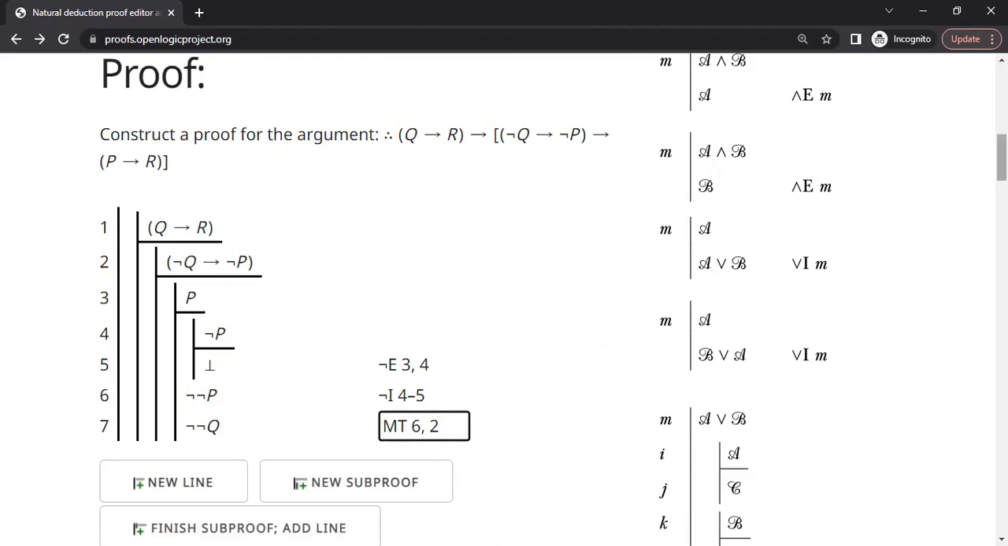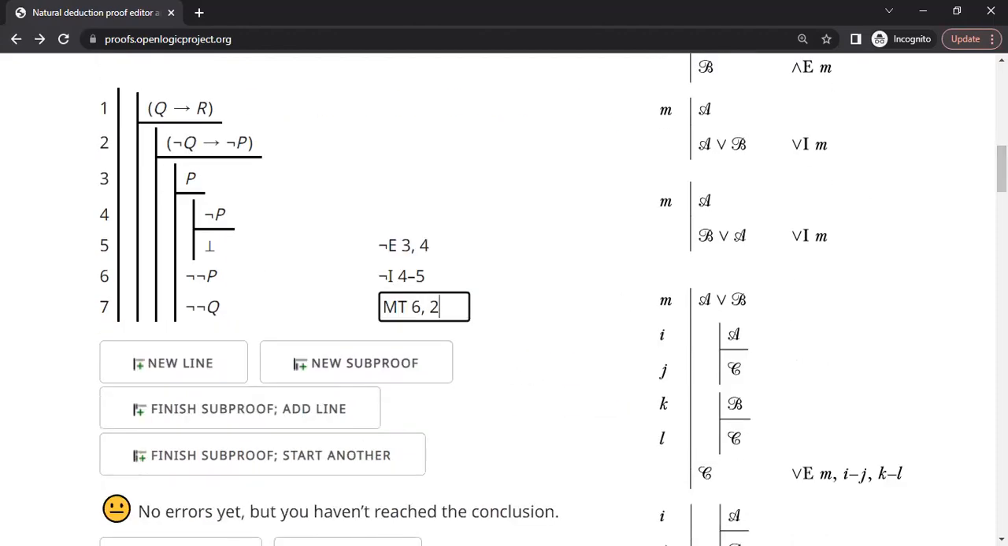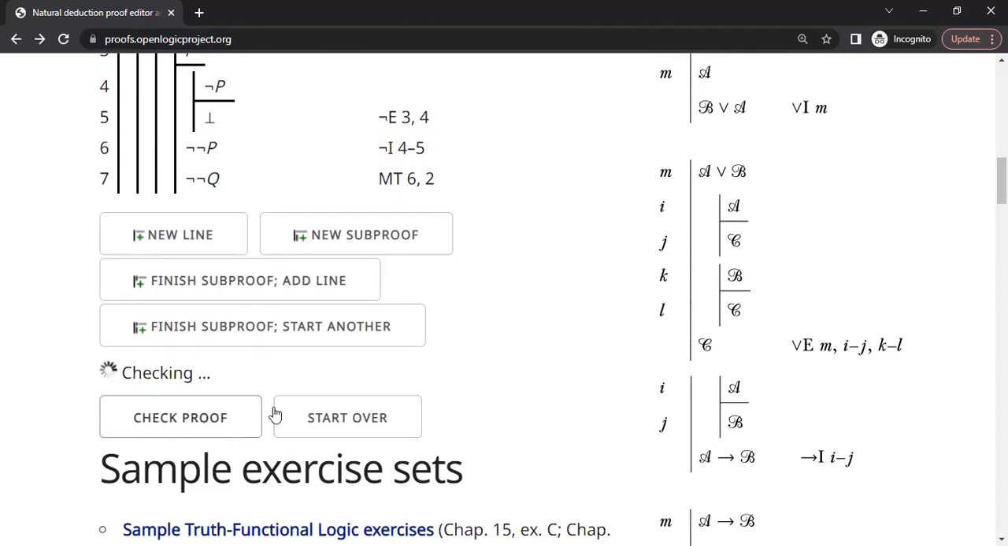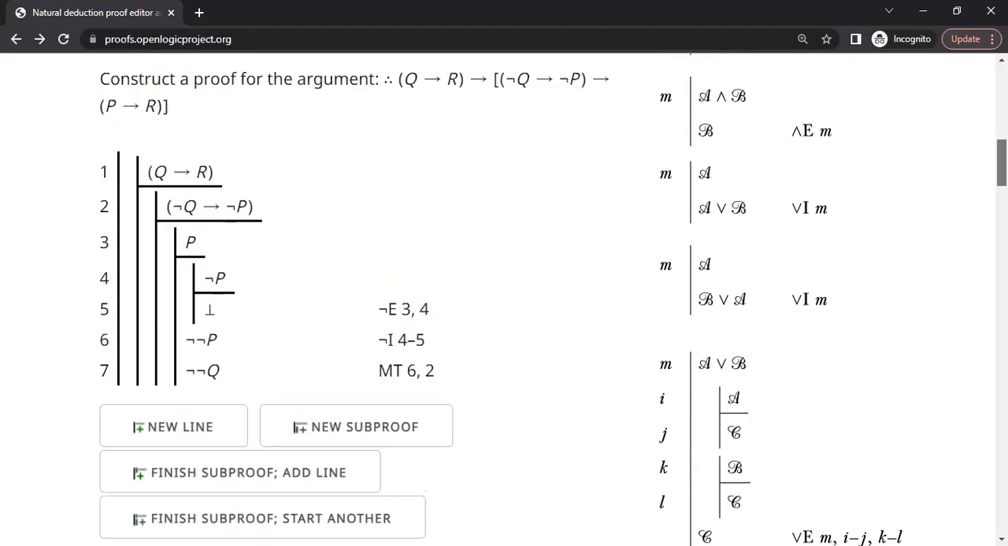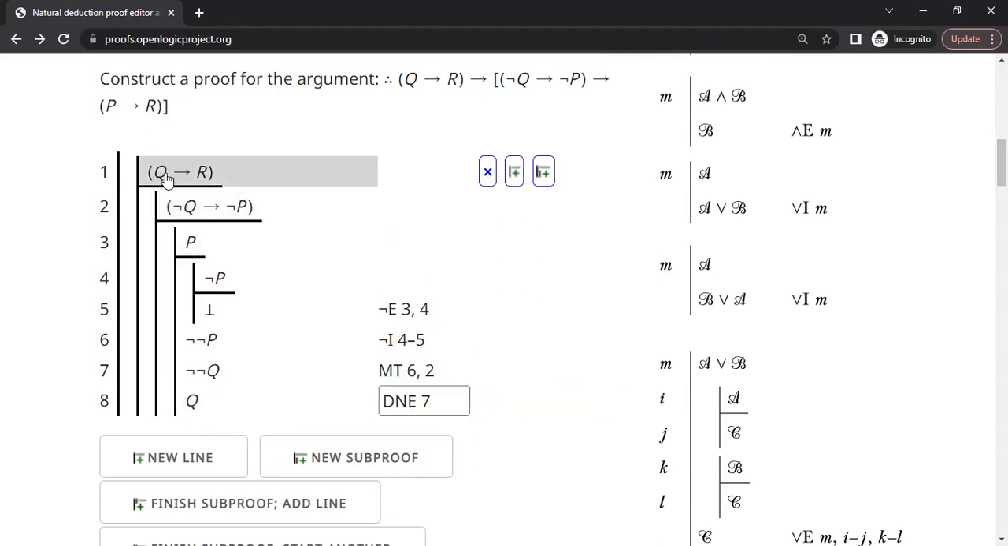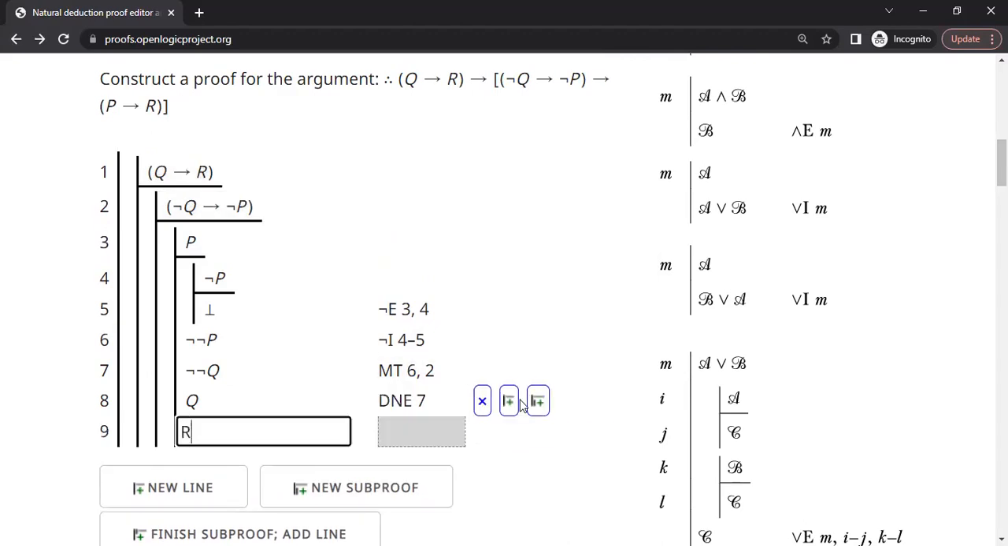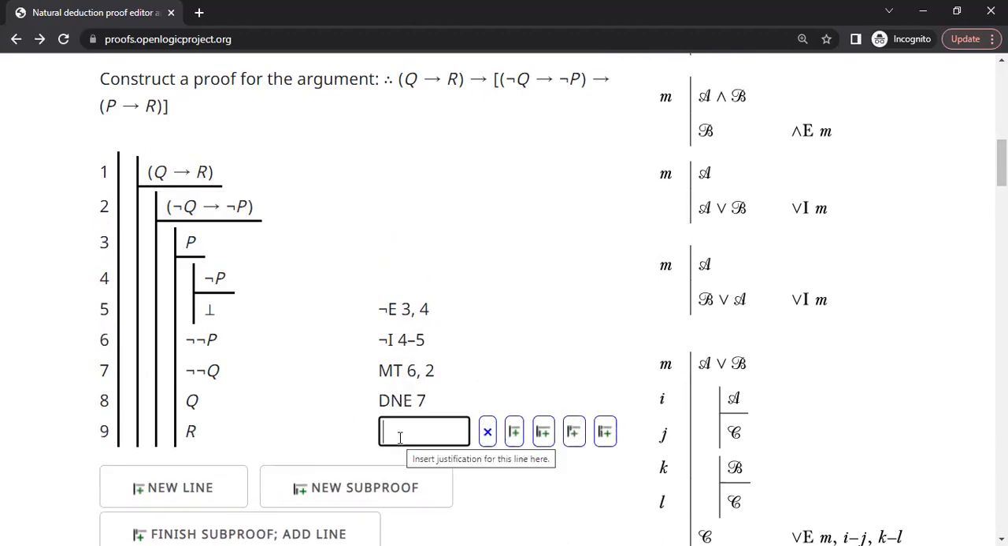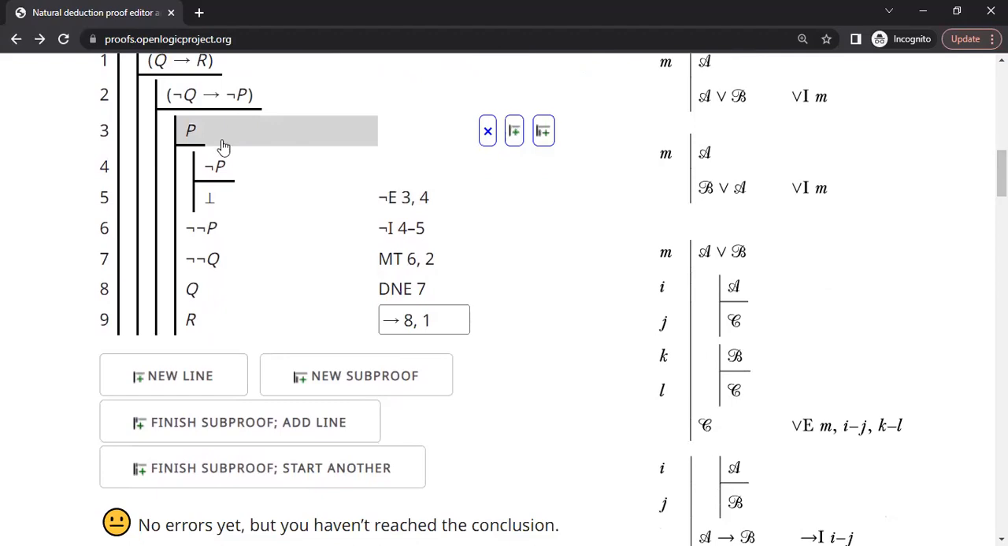Okay. You can stop the video and think whether this is correct or not. I'll first check it syntactically. It's okay. Yeah, no errors. And we are also following the rules correctly so far. And now we can easily eliminate the double negation using the double negation elimination rule, which we talked about earlier, from line number 7. But from Q, we can infer R because of line number 1. So R, we are eliminating the implies by combining line number 8 with line number 1. Okay. We reached R from P.